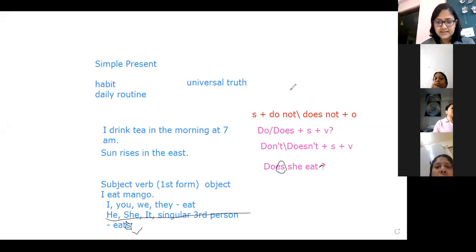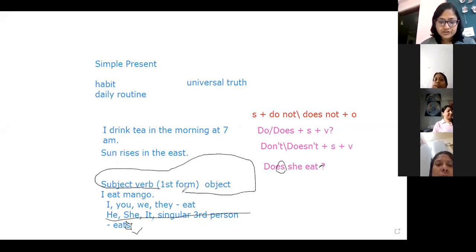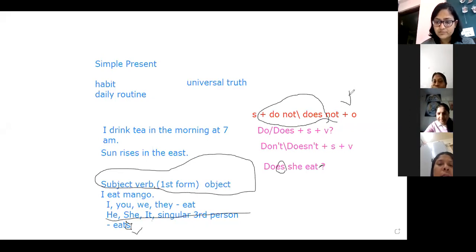simple present tense sentences. So here we are using subject, first form of the verb, and object. Okay. In negative, we use do not or does not, and we use the first form of the verb. And in question, do or does comes, then the subject, and then the first form of the verb. Okay.